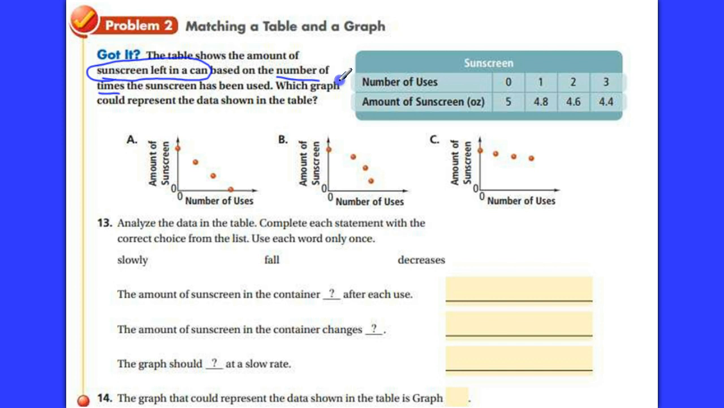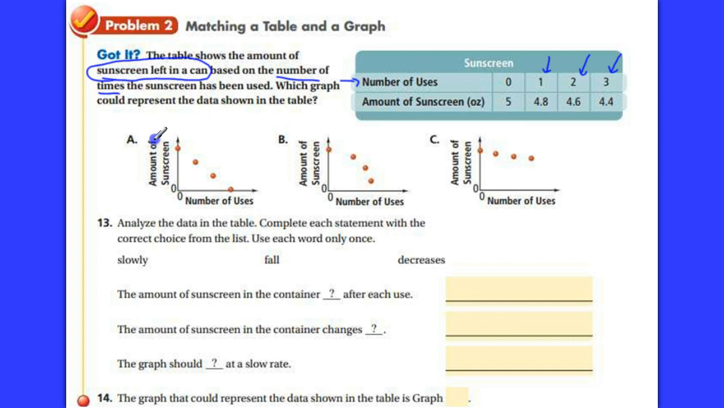So here we have a sunscreen bottle that's been used 0 times. It's got 5 ounces. And here it's been used once. And notice it has 4.8 ounces. Then they use it again. It has 4.6. And they use it again and they have 4.4. That says, well, which one of these graphs accurately represents this table?